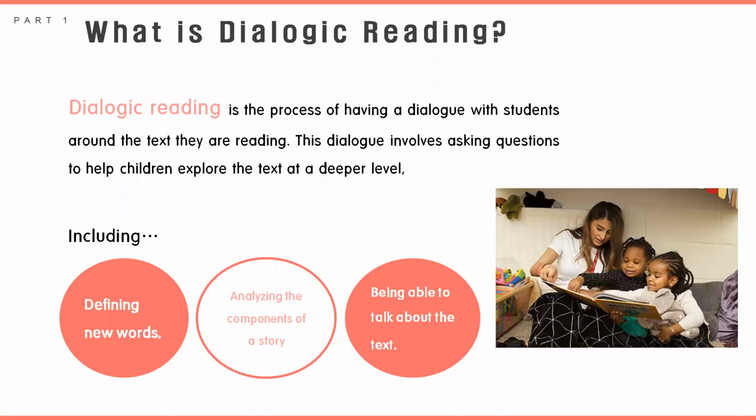What is dialogic reading? Dialogic reading is the process of having a dialogue with students around the text they are reading. This dialogue involves asking questions to help children explore the text at a deeper level. In other words, dialogic reading is a form of guided and scaffolded reading, where the focus is on interpretive and critical comprehension more than on accuracy and fluency.